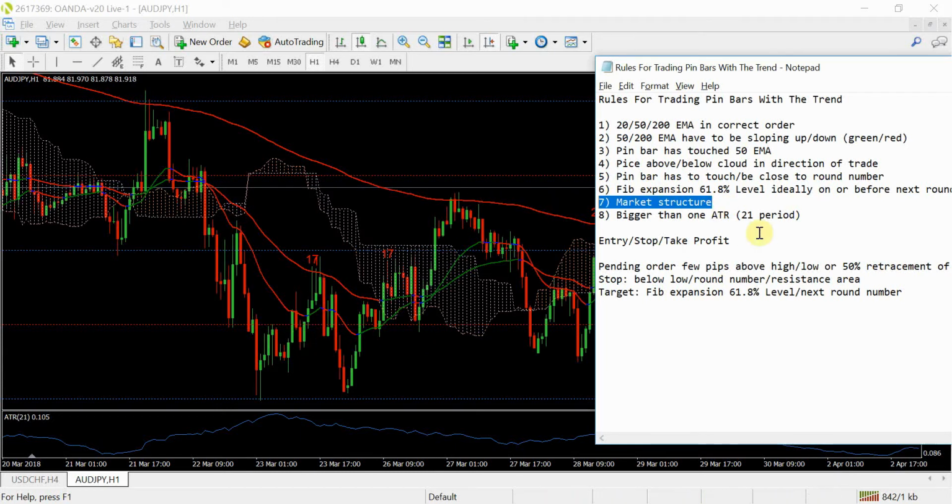Next one is market structure. Again, this is something that I don't think you can really code, it's something you've got to eyeball. So if we look at this here, you've got your downtrend, then your retracement, downtrend, and then your retracement. So you've got lower lows and lower highs at this point here by the time this is formed. So pretty good market structure there.